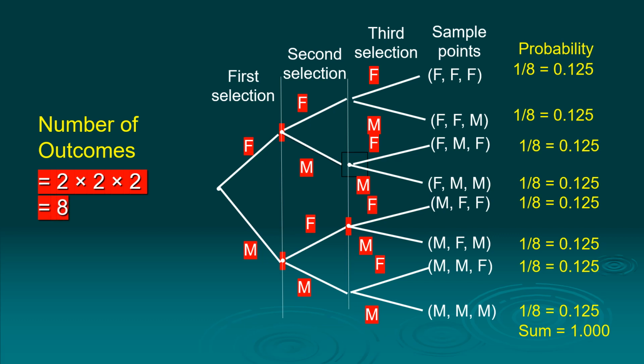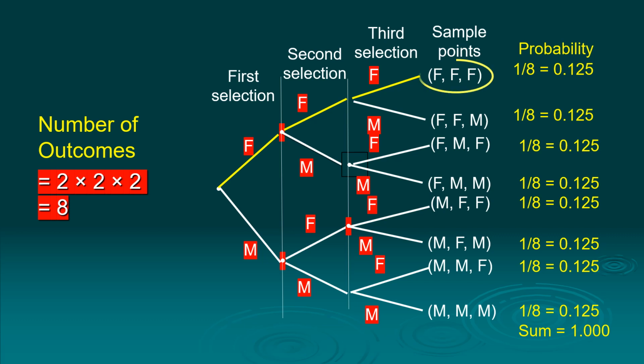Also, to know the sample points in the sample space, just follow the path of the branches. So we have the F followed by F, then followed by F. And the sample space, therefore, includes the sample point F, F, F.